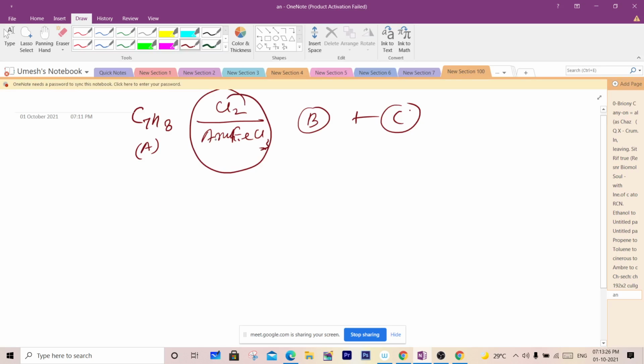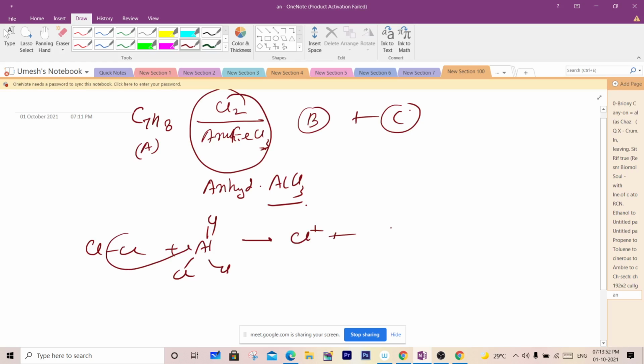Do you know the function of this anhydrous FeCl3? No, sir. If I write anhydrous aluminum chloride in its place, then you know it. The function of this is to generate an electrophile. Got it, sir. It means basically electrophilic substitution has to take place, and that is on aromatic compounds. So work upon this.